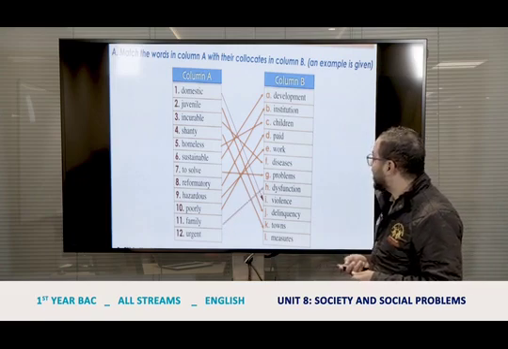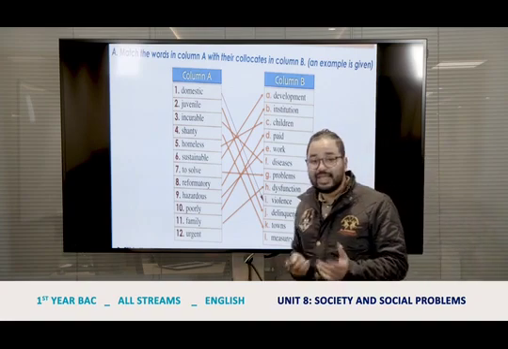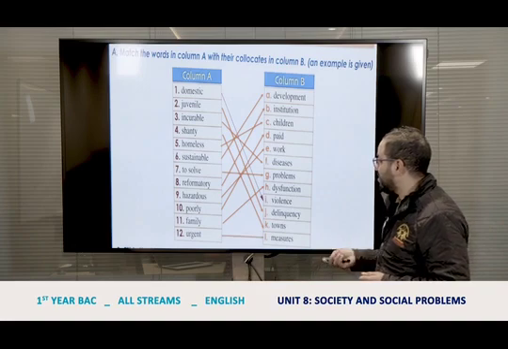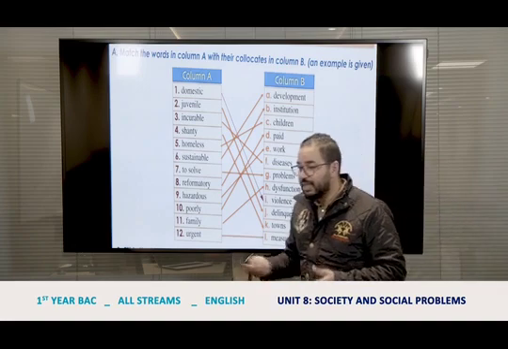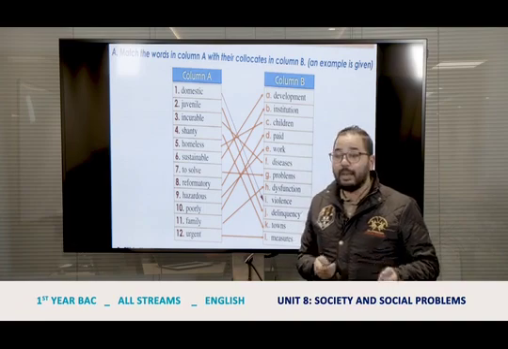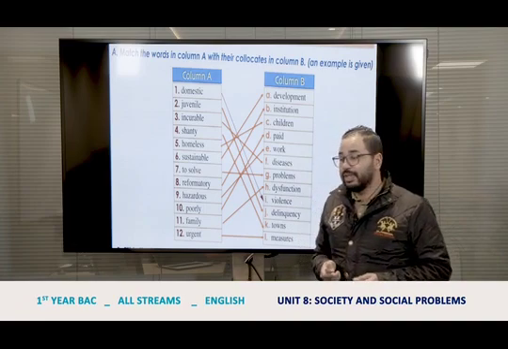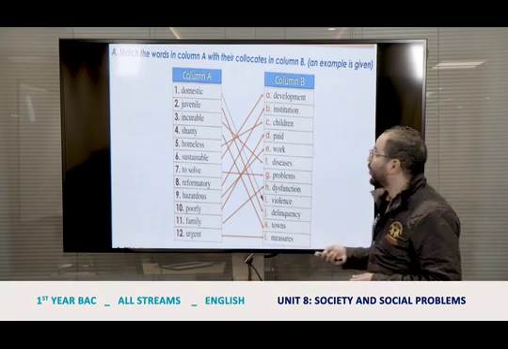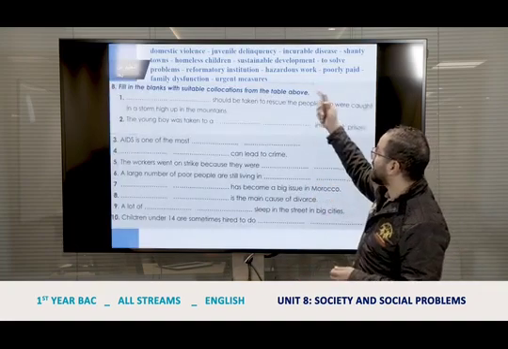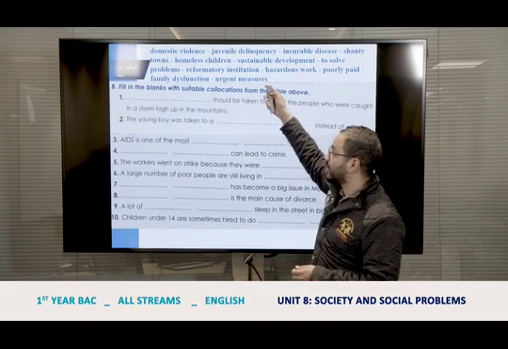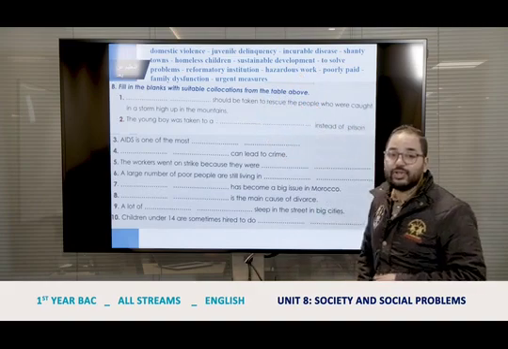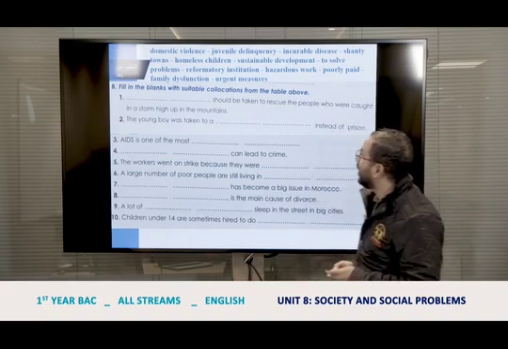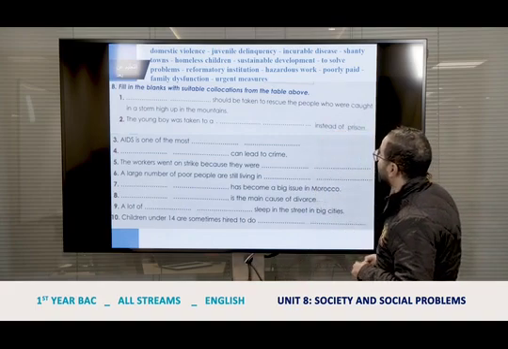Family dysfunction, which means problems in the family. And urgent measures, which means if there is a disaster, for example, urgent measures should be taken to solve the problem or to help people. Okay, so we will use these words. Here are the collocations that we found to complete these sentences. Fill in the blanks with suitable collocations from the table above.